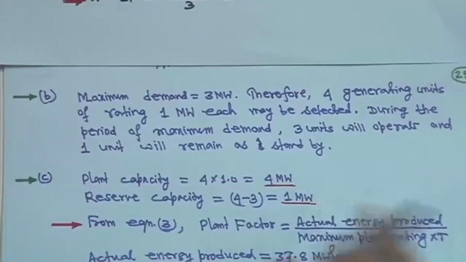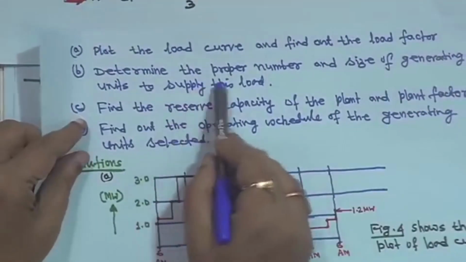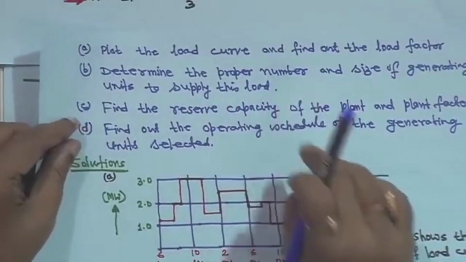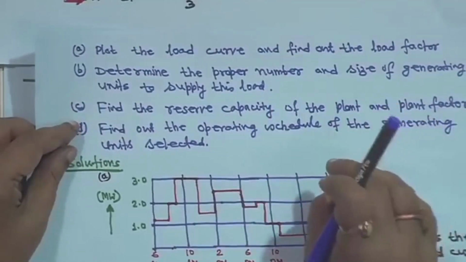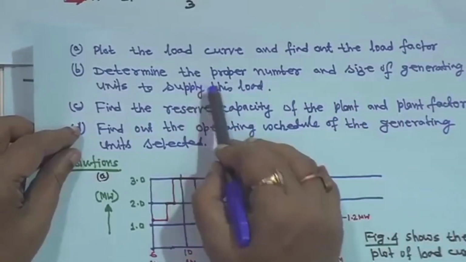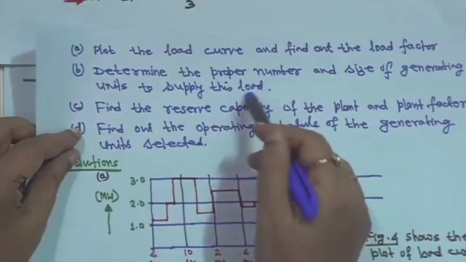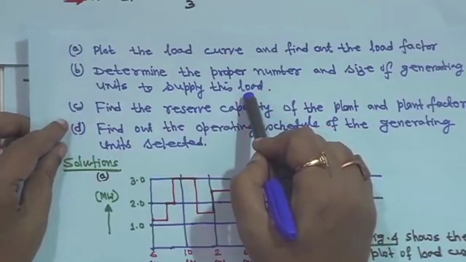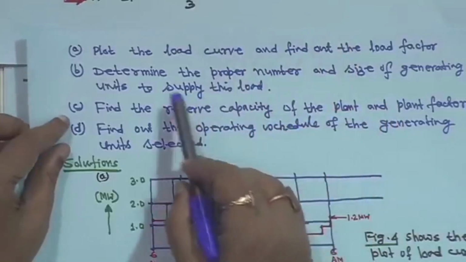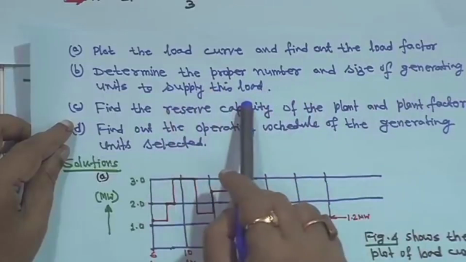Next point B is that you have to determine the proper number and size of generating units to supply this load. Listen, we are not doing any economics here, we are not trying to optimize anything, just to have some ideas. So, this point is given, determining the proper number and size of generating units to supply this load. From our intuition we will try to make it, but we are not considering any cost benefit analysis or anything, just to give us an idea, right.